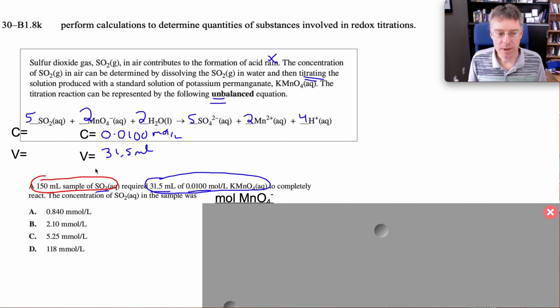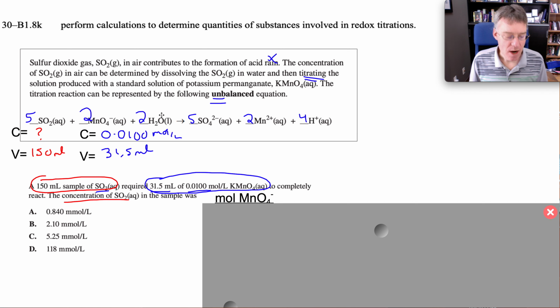Now on your diploma, you can write all over that exam. So I would bring in different colors and color code titration questions like this. And color coding is useful in a lot of questions. 150 mL, and we're asked what is the concentration of SO2.